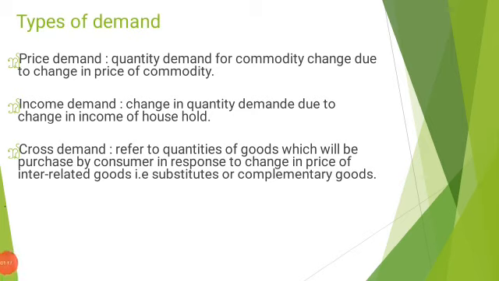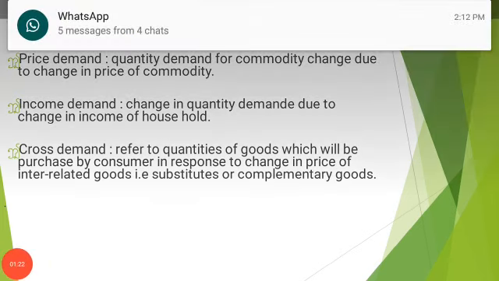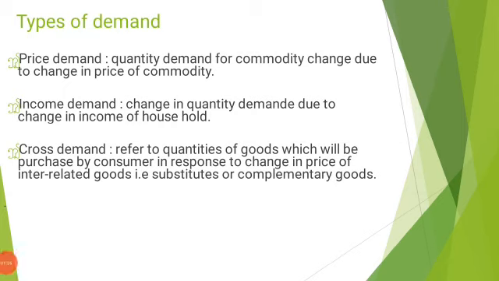Price demand refers to various quantities of goods and services that a consumer purchases at a given time in the market at various prices. Income demand refers to various quantities of goods and services that will be purchased by a consumer at various levels of income. Cross demand refers to quantities of goods which will be purchased by a consumer in response to change in price of interrelated goods. These interrelated goods may be substitute goods or complementary goods.